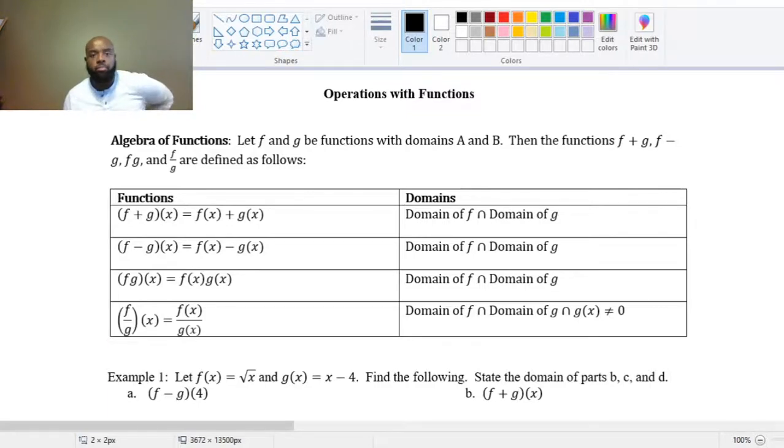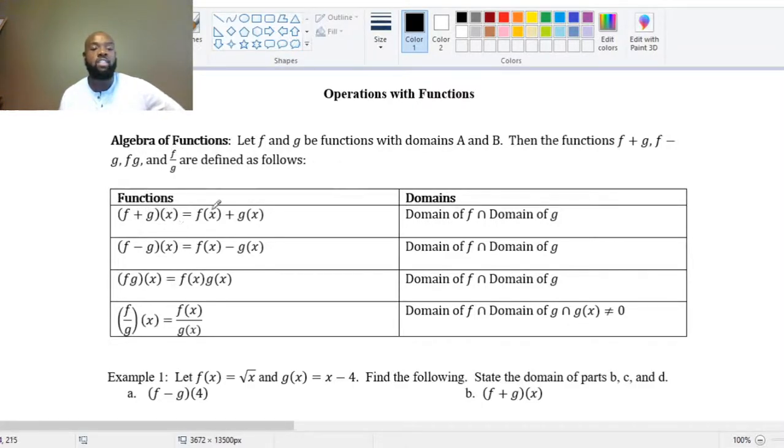And so the algebra of functions says: let f and g be functions with domain A and B. All right, so I already see that I have something wrong in this box here, but we'll correct it. Then the functions f plus g, f minus g, f times g. So notice when we don't see an operation between two functions or two things in math, we assume that it's multiplication. So that's f times g, and f divided by g are defined as follows.